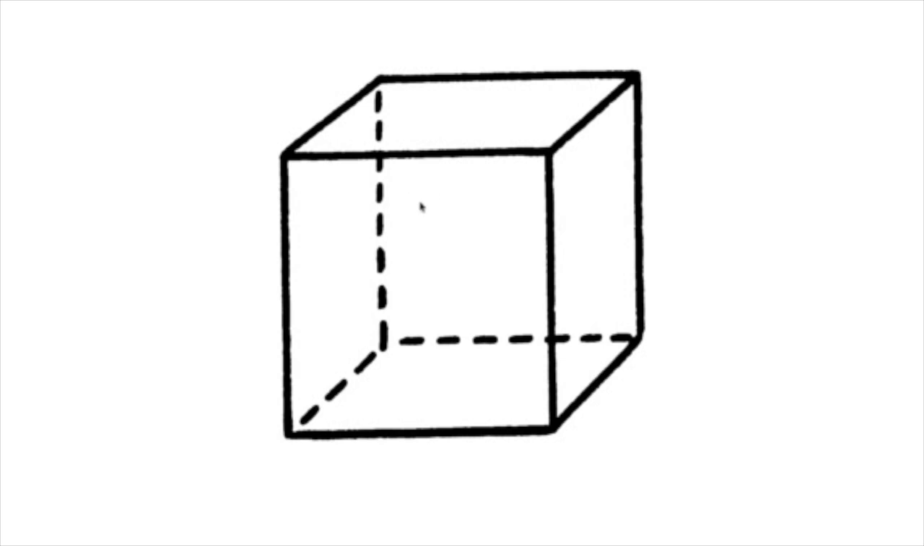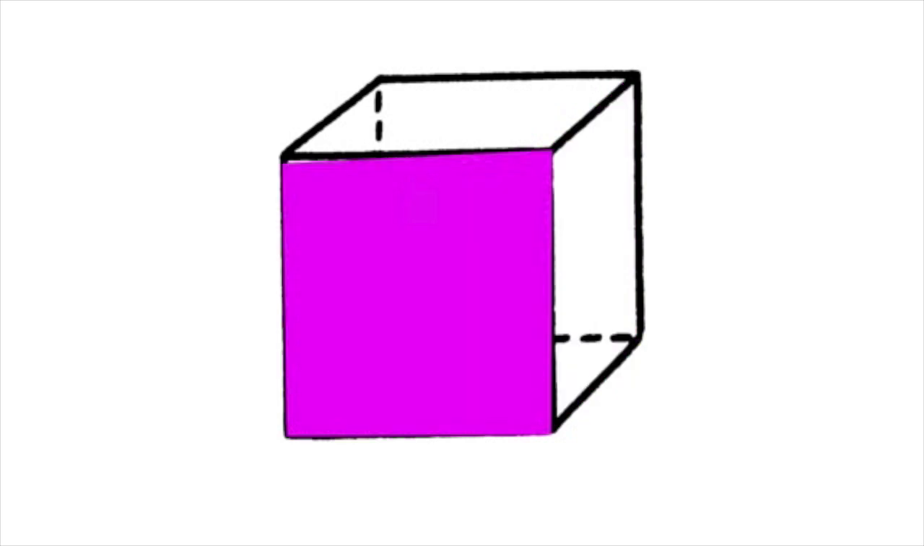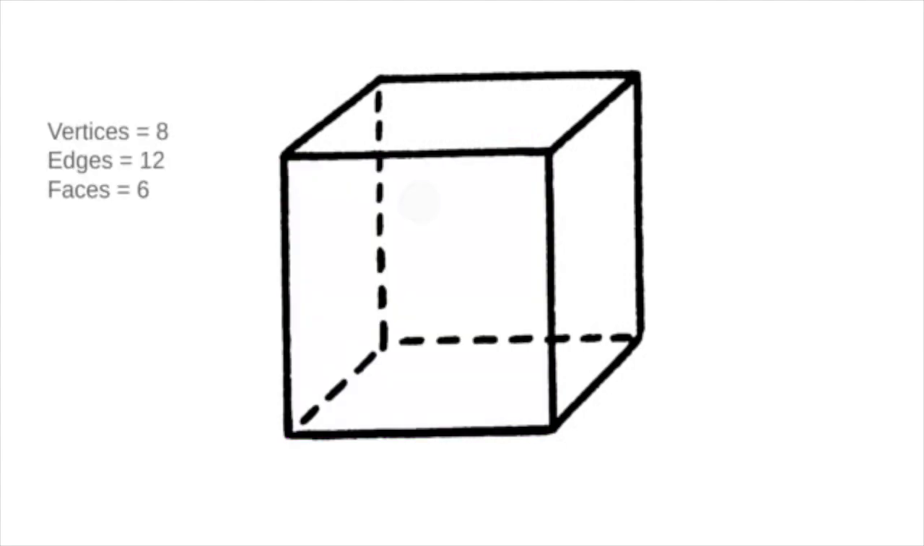And for this cube you have 1 face, 2, 3, 4, 5, and 6. I missed one. There were 6 faces. I missed the top one up here. So you see the vertices was 8, the edges were 12, and the faces were 6.